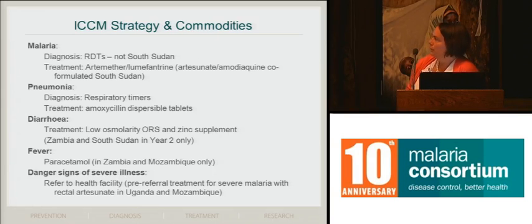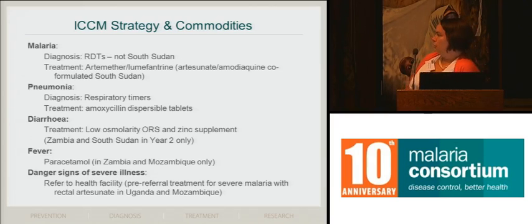Again, for pneumonia, we had in all of the countries the respiratory timer and dispersible amoxicillin tablets, which are more stable and easier to give to young children. And for diarrhea, we had low osmolarity oral rehydration solution and zinc supplement. This was across all of the countries, but we had a phased approach in Zambia and South Sudan, where it was scheduled to be introduced in the second year. In some of the countries we had paracetamol, in Zambia and Mozambique, but the other two countries weren't comfortable having this drug at community level, so it was left out of the package.